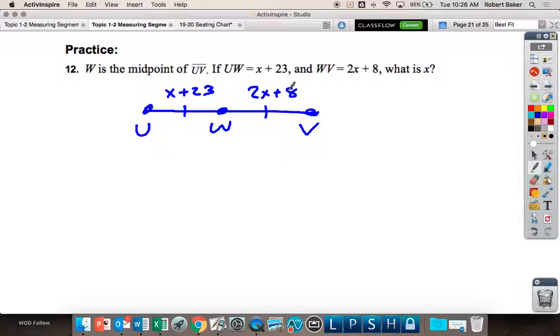The question is asking for what? X. It only cares about what is x. So how do we solve that? Do we do the first part plus the second part equals the whole thing? No. X plus 23 equals 2x plus 8. We know that if W is a midpoint, these two things are equal to each other. So I know, or I should be learning, that these two things are exactly equivalent to each other. So let's take a dive down the algebra hole real quick.